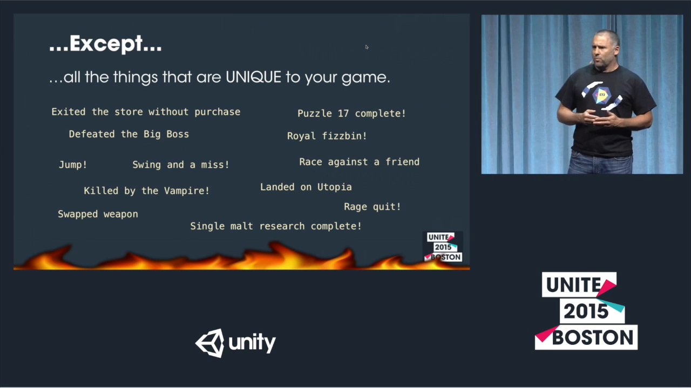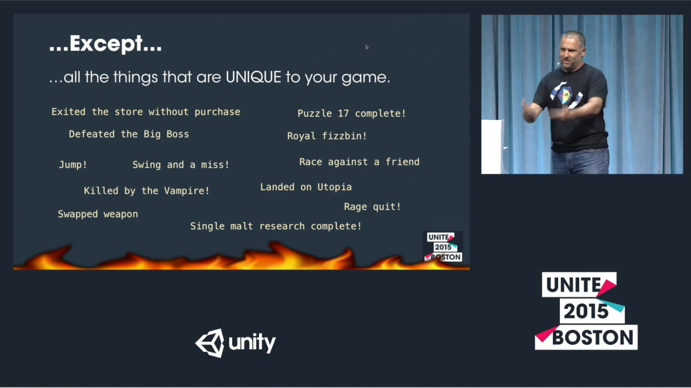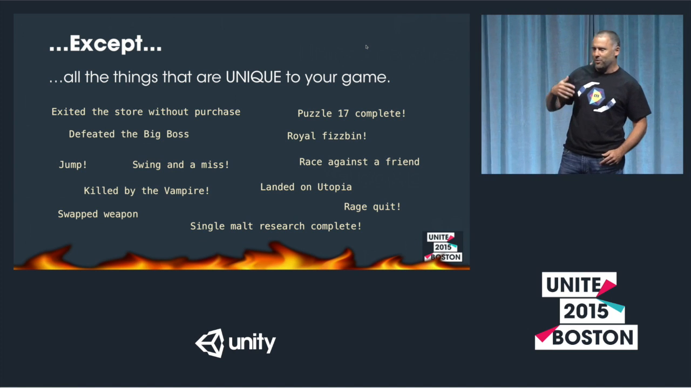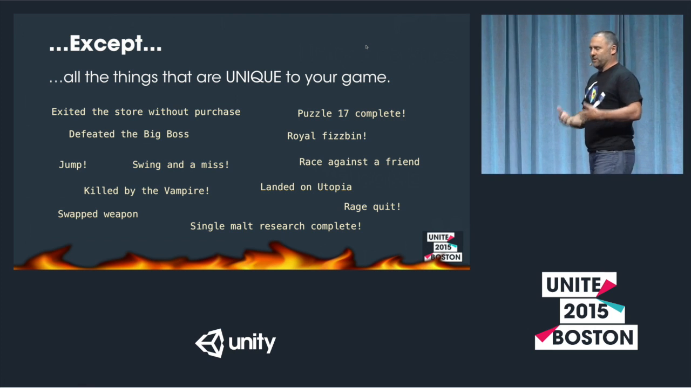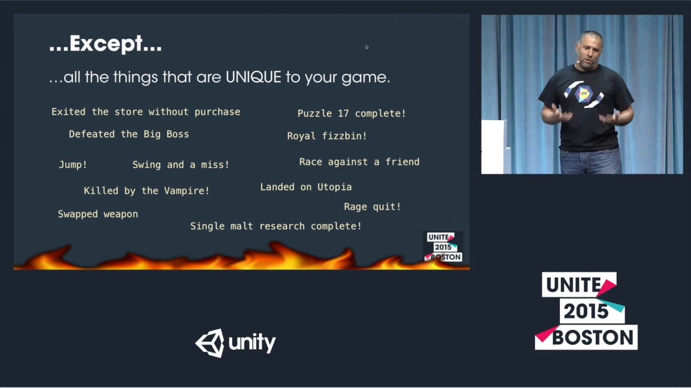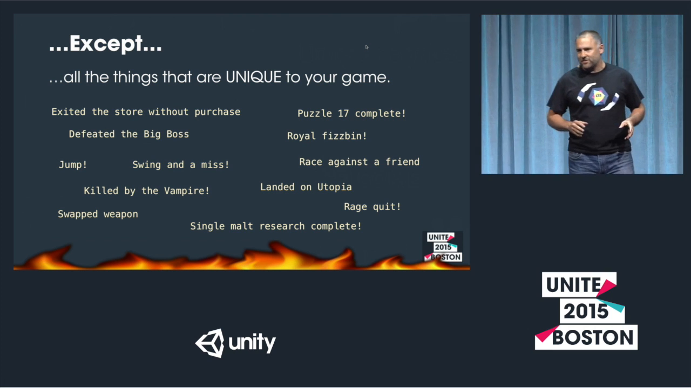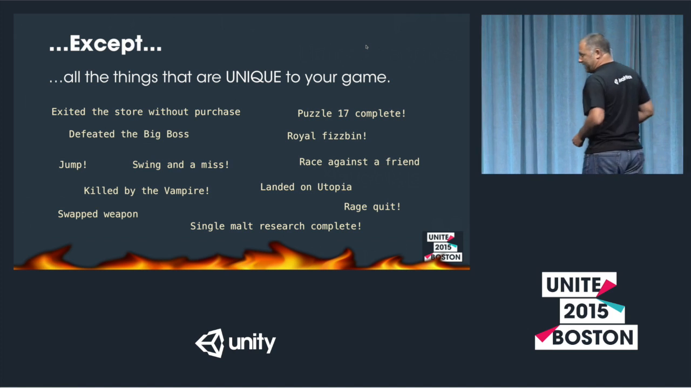think about when a level is complete, say, because we don't know what a level complete means within the context of your game. We don't know when you killed the big boss. We don't know when you scored a goal in your soccer game, whatever it is. All those things, we don't know those, so that's what I'm going to go into over the course of this talk, is what we call custom events. And custom events are the things that allow you to do all of these unique things.